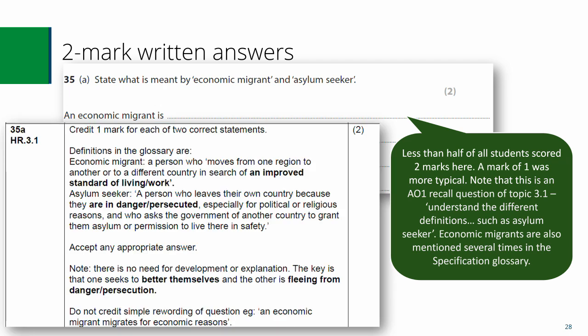Here is the mark scheme. It shows that for economic migrant, we just wanted the idea that it's people moving for work, moving for money, and that the asylum seeker is someone who's been forced away by danger or is being persecuted and looking for help elsewhere.